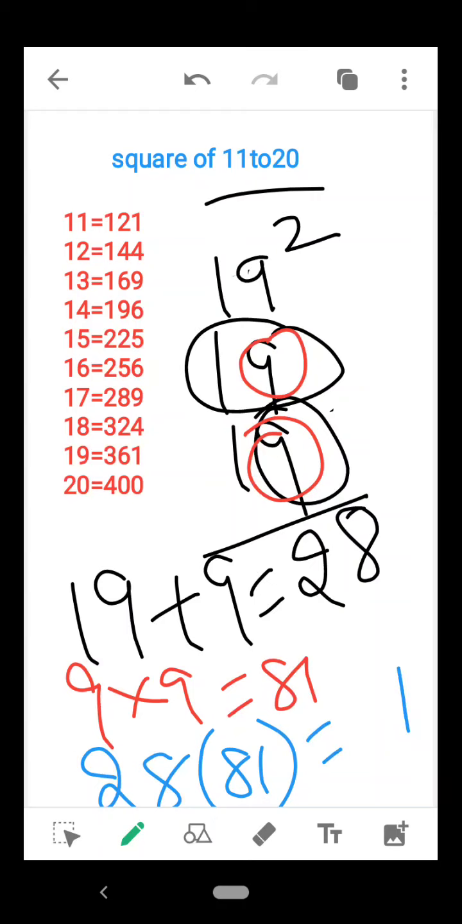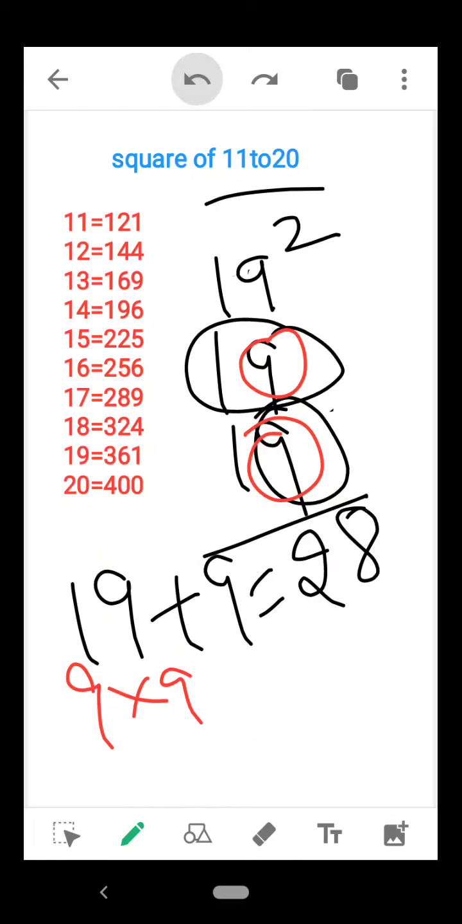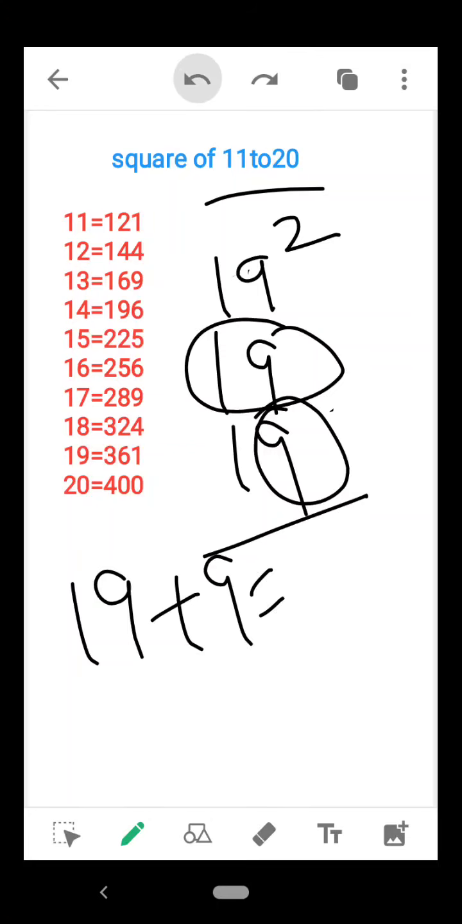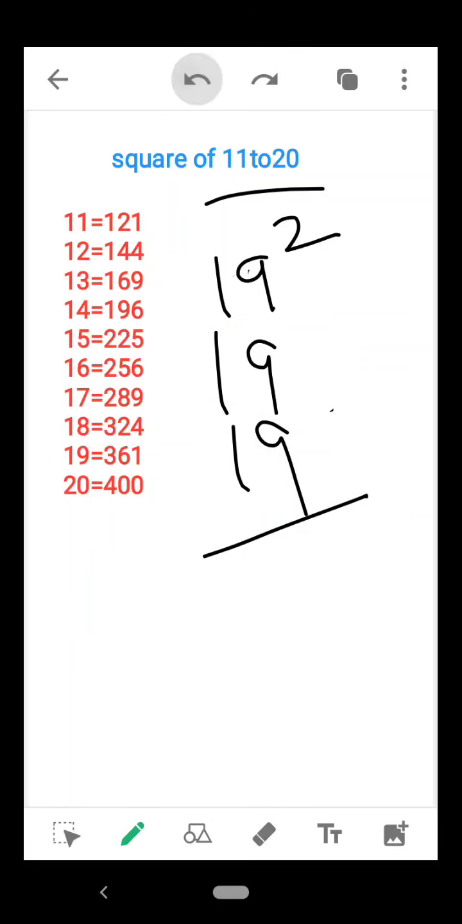So the answer is 1, and you have to add 8 plus 8. 8 plus 8 is 16, or you can say 28 plus 8, 28 plus 8 is 36. Your answer is 361. I hope it is clear to you. So you can easily solve these squarings in a minute, in a second. It takes practice.